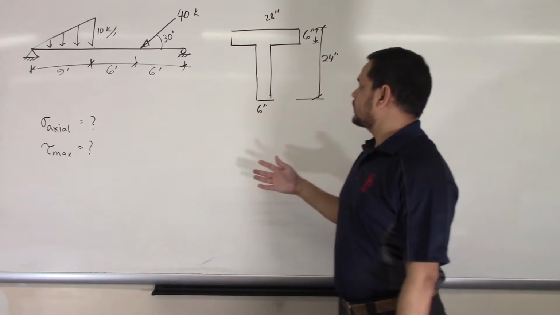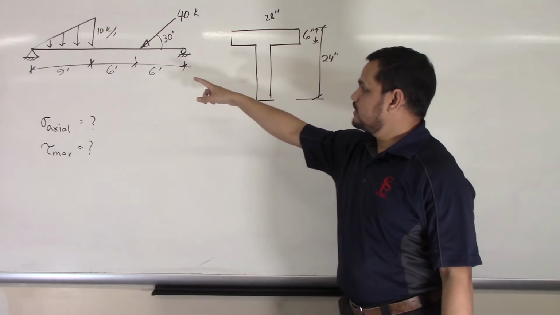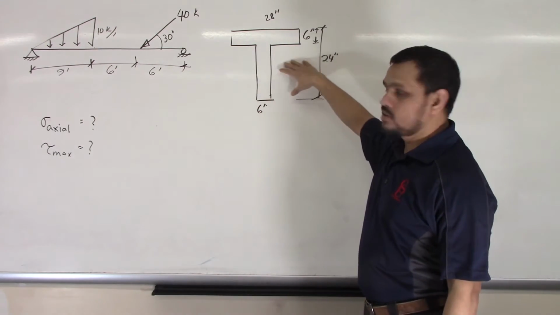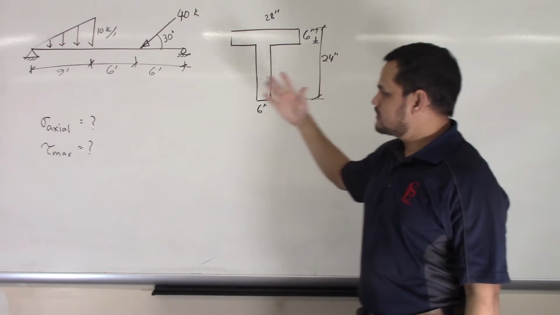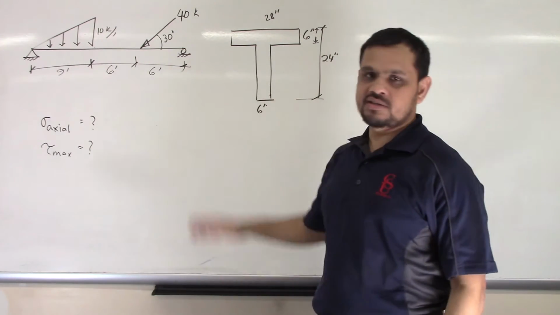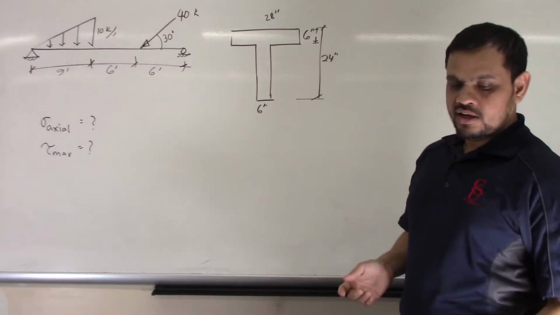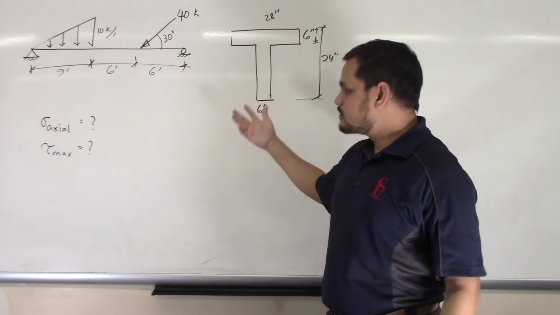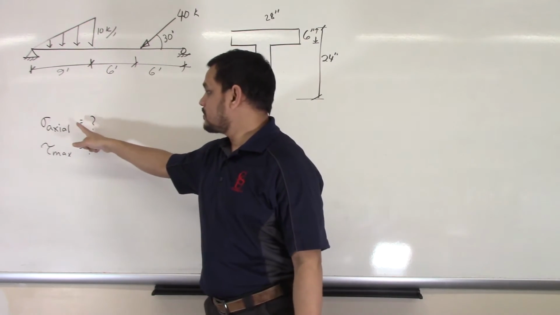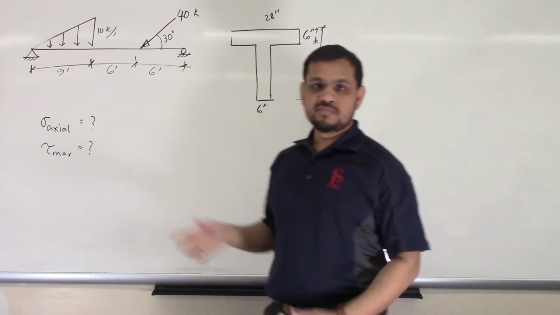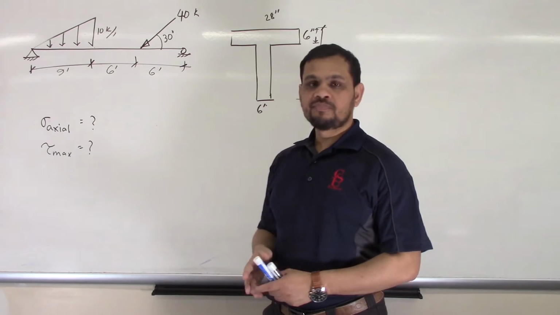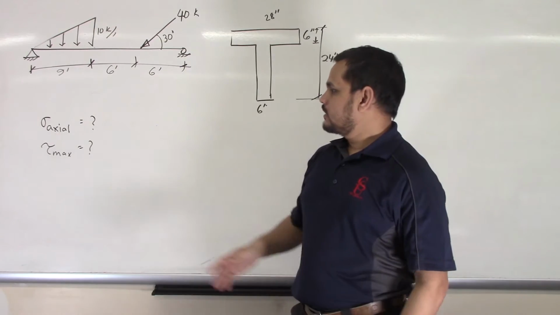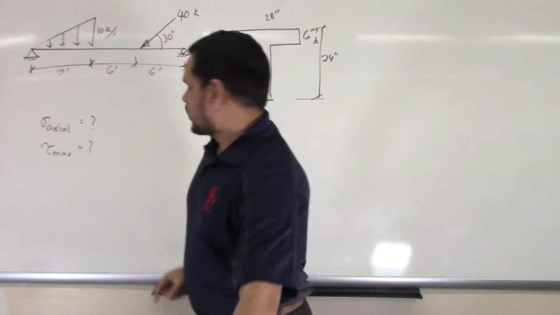Again, to remind you, this is a simply supported beam with two loads, and this is the section. We need to find the maximum axial stress and the maximum shear stress. Okay, let us start. Before starting, let me tell you our objective: to find the maximum axial stress, which is the summation of bending stress and normal stress, and then the maximum shear stress.